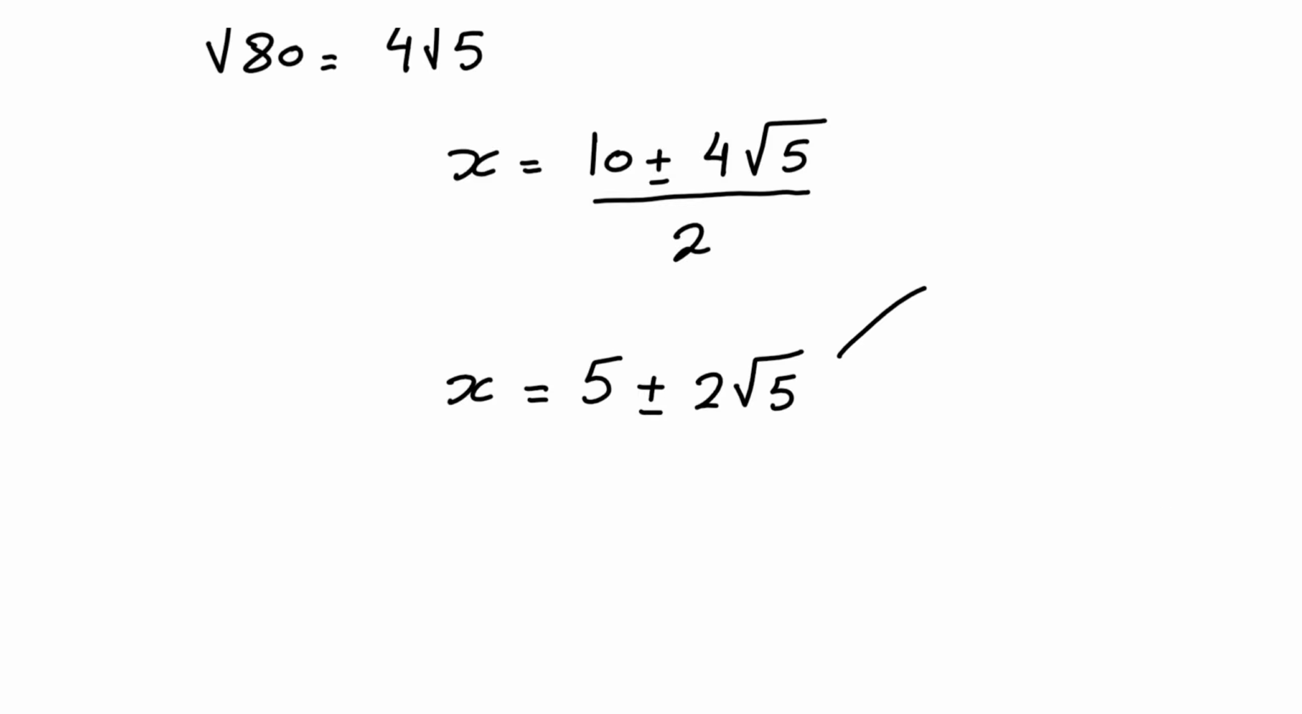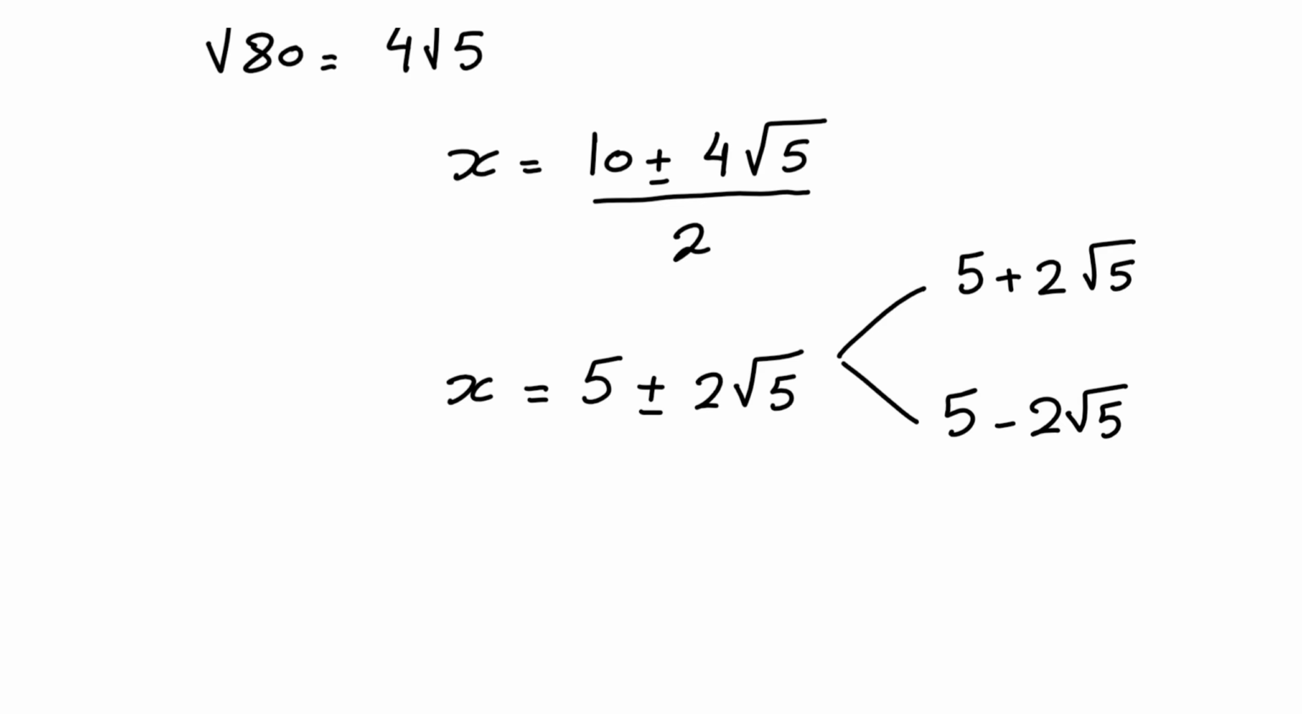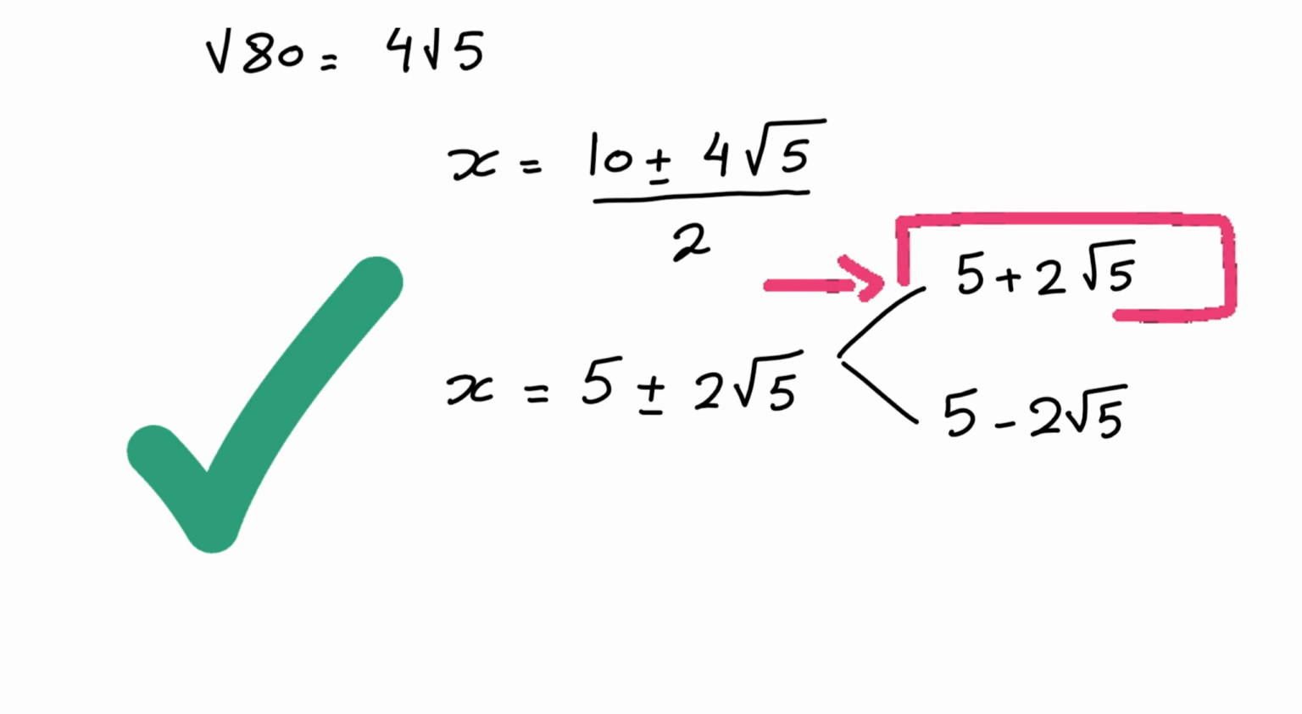But remember, our restriction was x greater than 3. The value 5 minus 2 square root of 5 is approximately 0.53, so it does not satisfy our restriction. Therefore, we reject it. The only valid solution is x equals 5 plus 2 square root of 5, and that's the final answer.